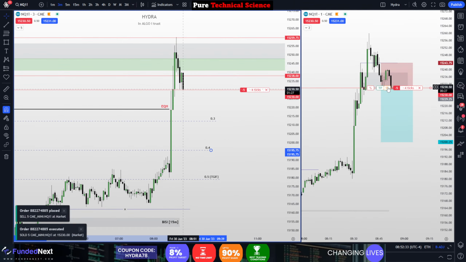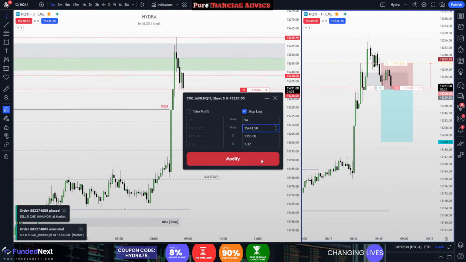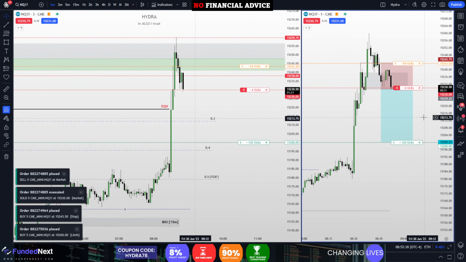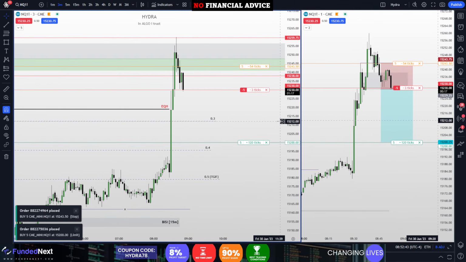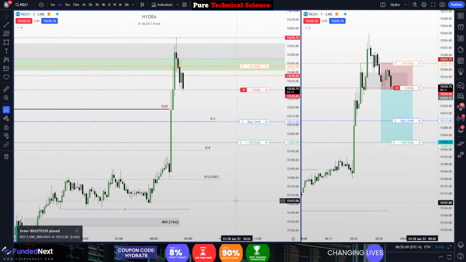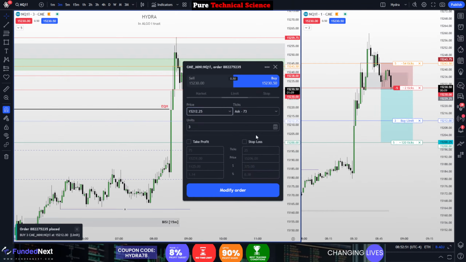Sell. Okay, done. Stop loss will be above here and TP will be down here. Partial will be at 0.3 level. Create a new contract, trade, buy. Now let's wait. I'm only taking this trade on demo.